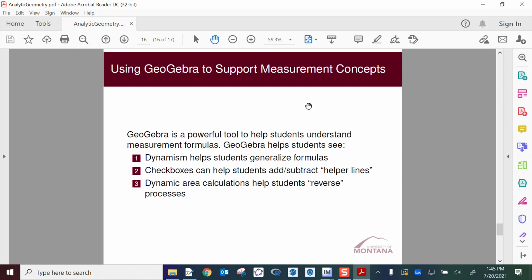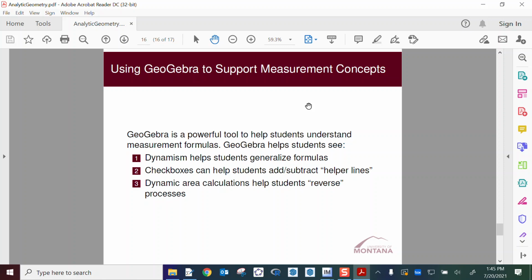And I've found that GeoGebra can be a powerful tool to help students see these formulas. I mean, the dynamism itself helps them to sort of generalize it, to see that it's universal, that it works for any trapezoid in this case, let's say. And then you can use these check boxes to add or subtract these helper lines, these things that you hope somebody says, hey, add a line to the diagonal, and then you can show it. But if they don't, then at least you've got it preloaded and you're ready to go, and to help them see something.